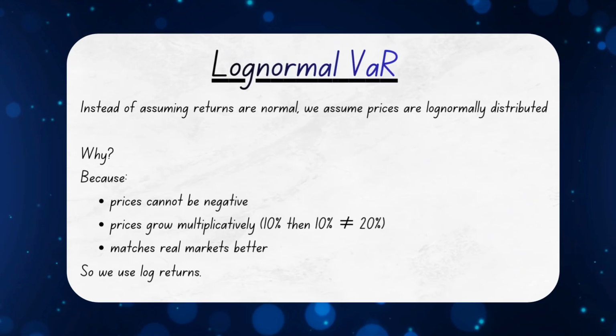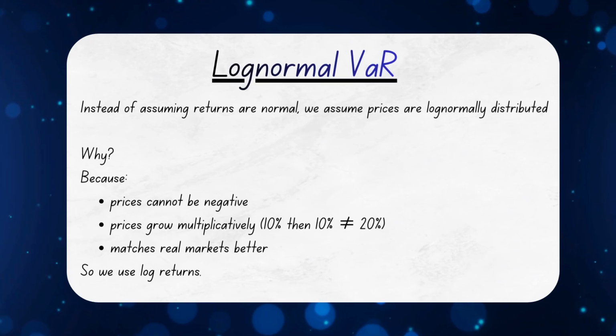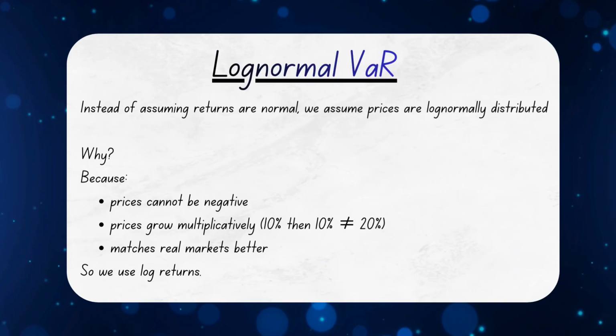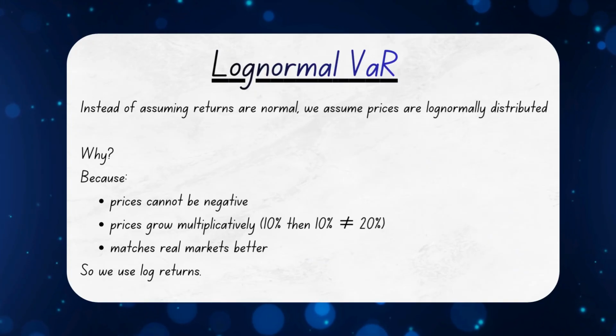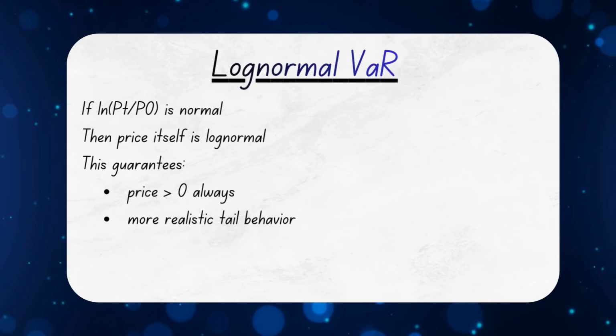Instead of assuming returns are normal, lognormal VaR assumes log returns are normal, which makes prices lognormally distributed. In simple words, this means prices move in a compounding way rather than a straight-line way. For example, if a stock drops 10% twice, it doesn't go from 100 to 80. It goes 100 to 90, then 90 to 81. That's multiplicative behavior, and lognormal models capture this much better. Also, prices can never go below zero, which makes the model more realistic.